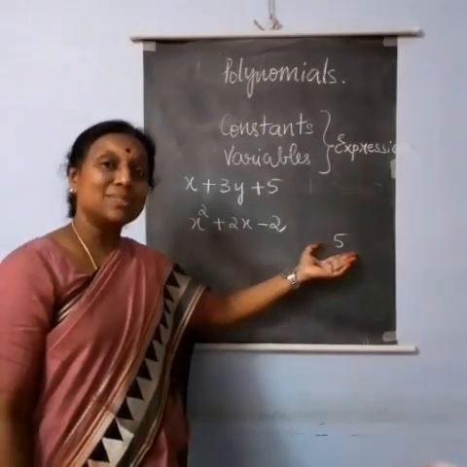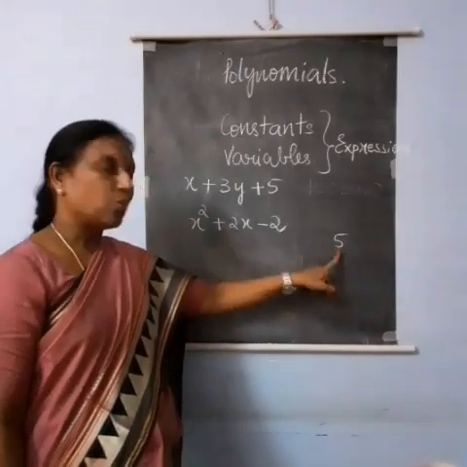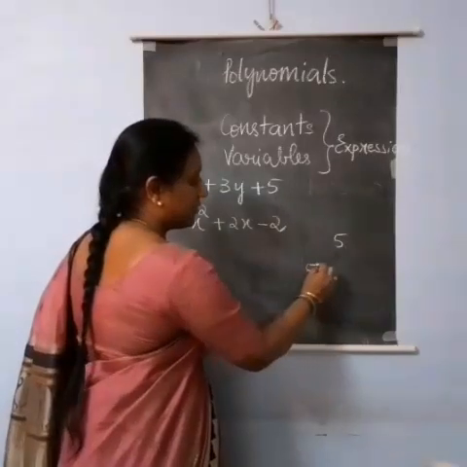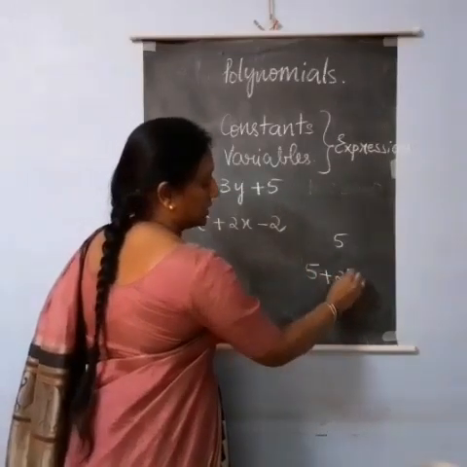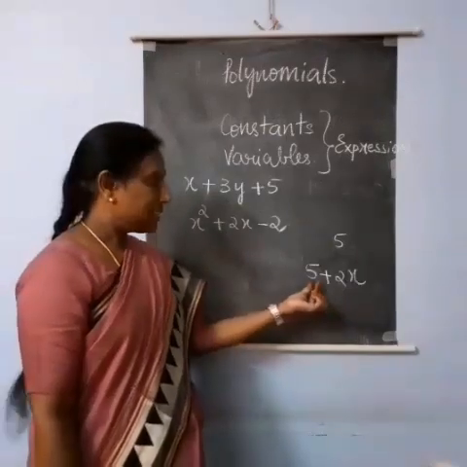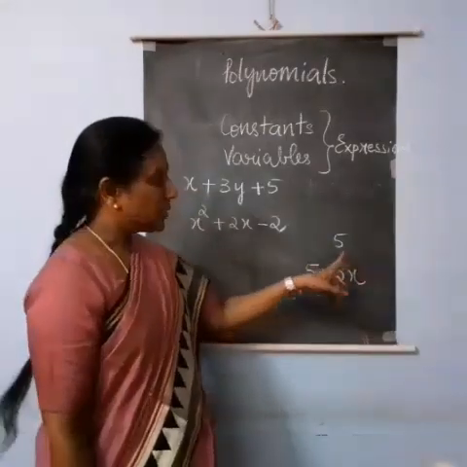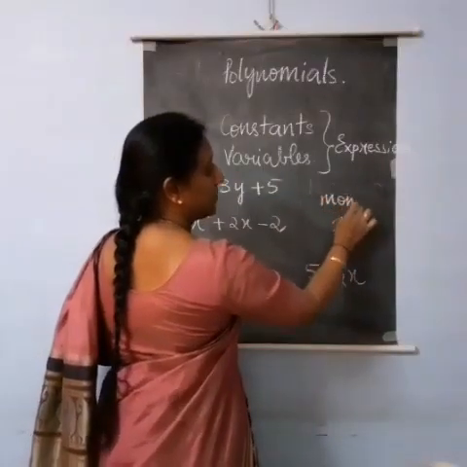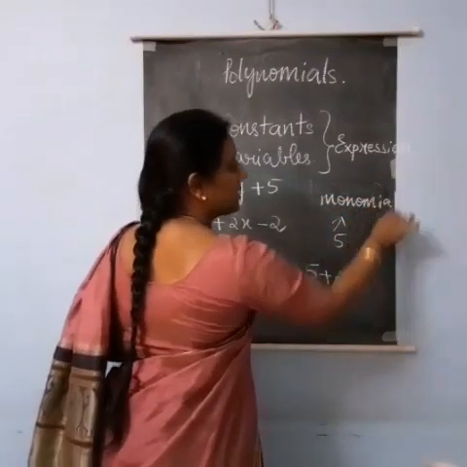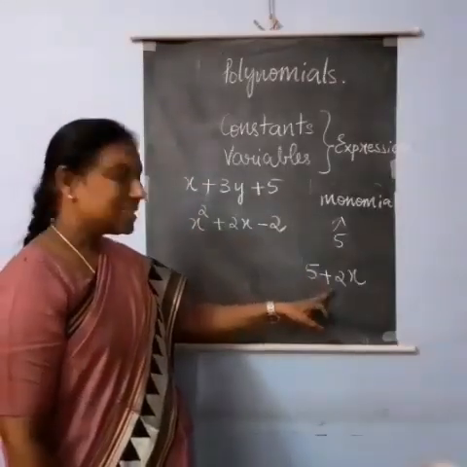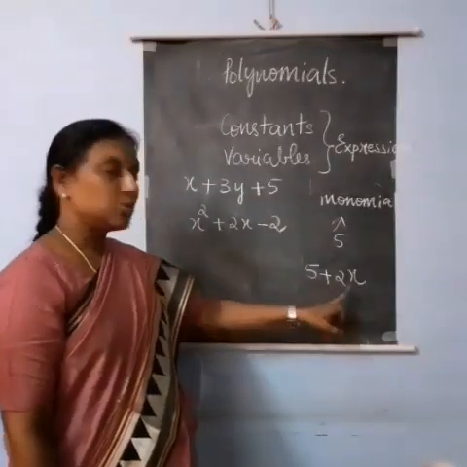But how many terms are there? There is only one term. Okay? Now if I take 5 plus 2x, there are 2 terms. So when there is one term, this is known as a monomial. Monomial means there is only one term in the expression. Now in this expression, there are 2 terms.